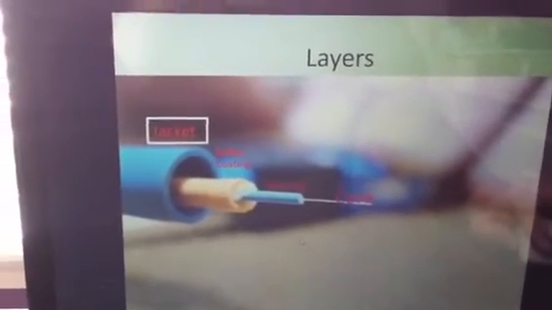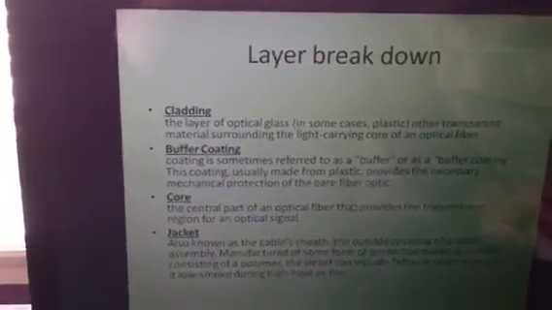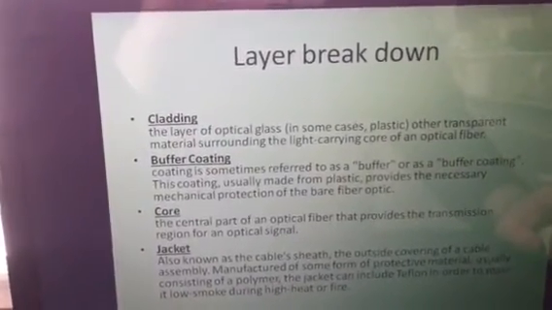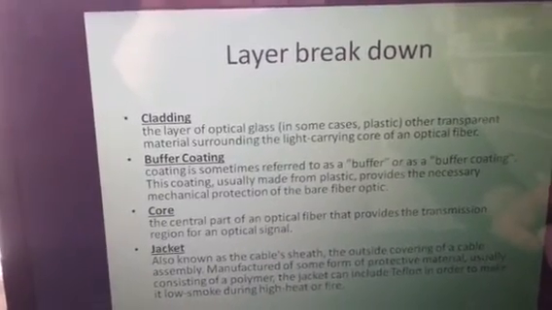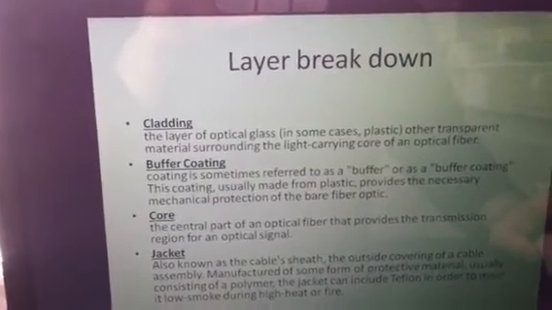Layers: we have jacket, buffer coating, cladding, and core. The cladding is the layer of optic glass, that transparent material surrounding the light-carrying core of an optic fiber. Coating is sometimes referred to as a buffer or buffer coating.